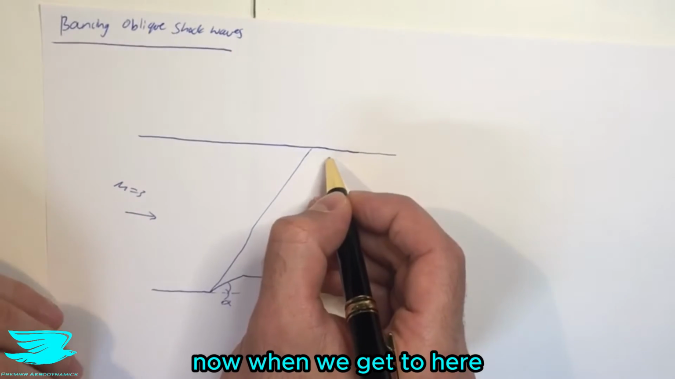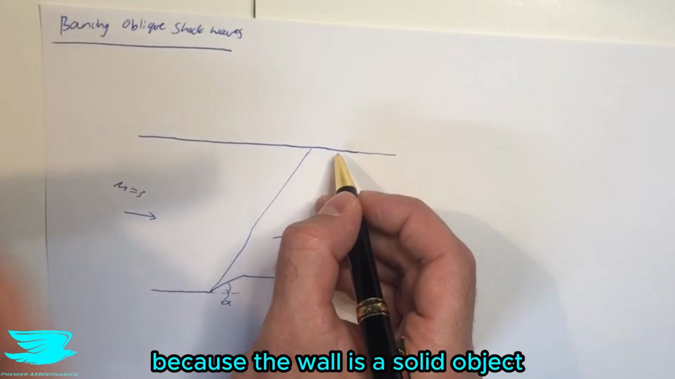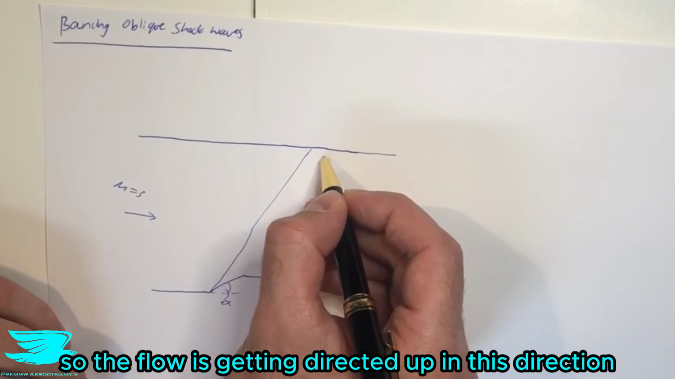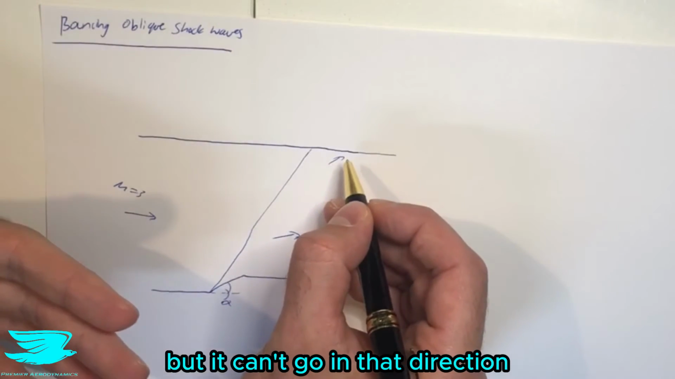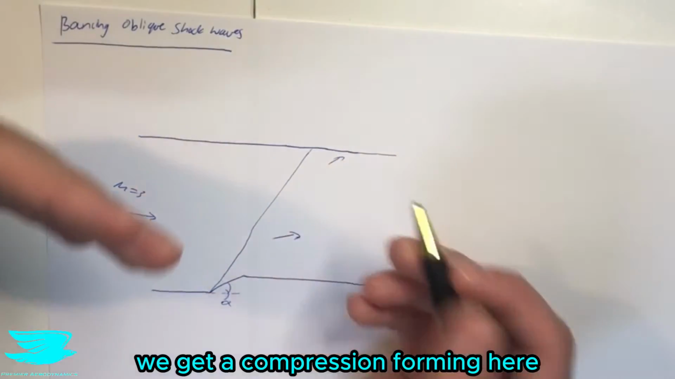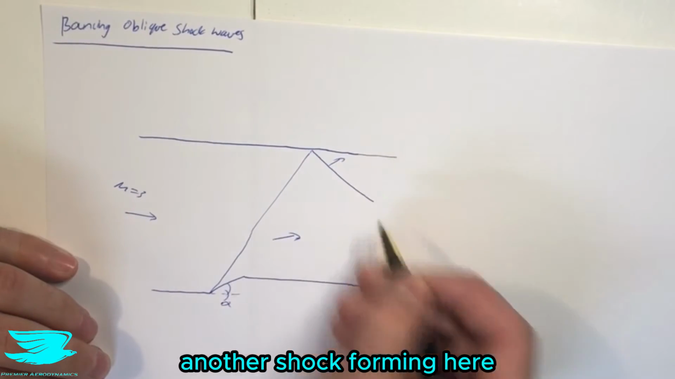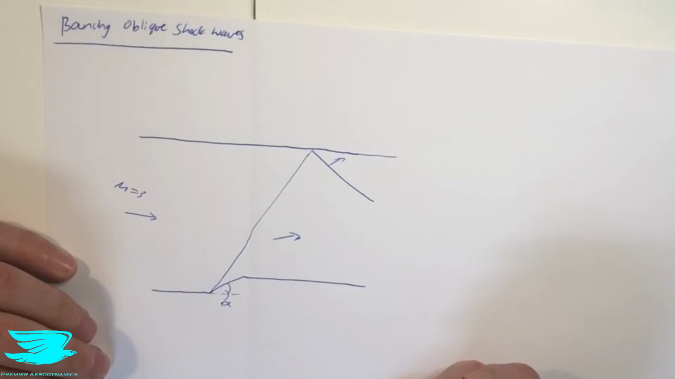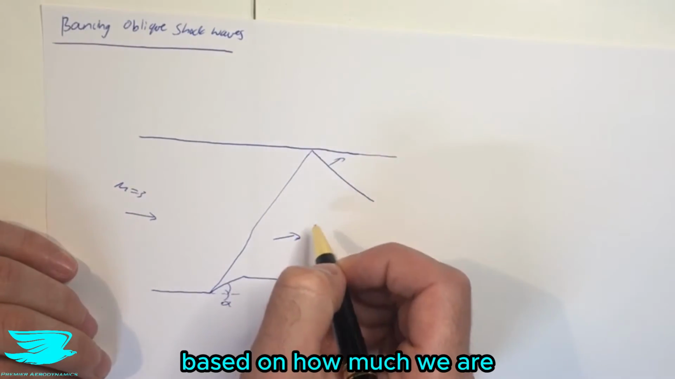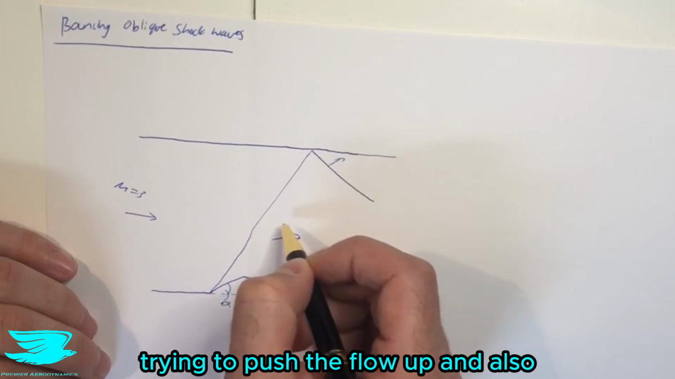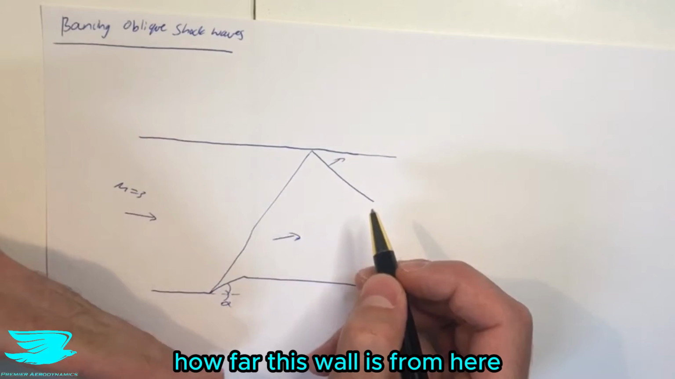Now, when we get to here, the flow obviously can't go past the wall because the wall is a solid object. So the flow is getting directed up in this direction, but it can't go that direction. So what ends up happening is we get a compression forming here, and we end up getting another shock forming here, which is the reflected shock. So we can bounce a shockwave off of walls based on how much we are trying to push the flow up, and also how far this wall is from here.